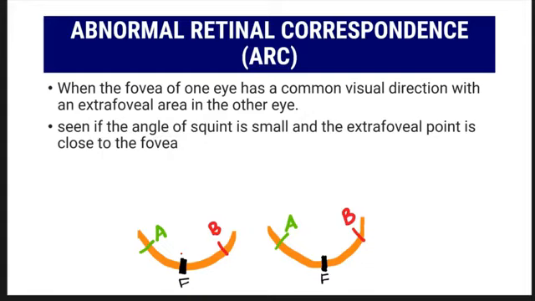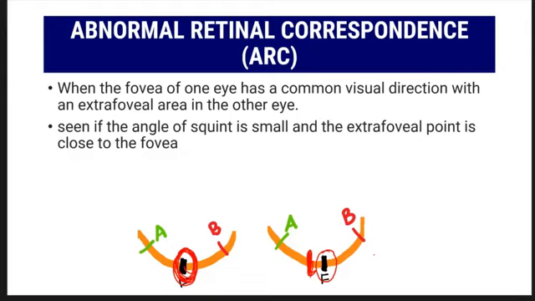So in normal condition, what will happen? The fovea is going to correspond with the fovea of the other eye. But what happens in certain conditions, especially in microtropias or squints or in microsquints, is that this fovea is going to start to find a common subjective visual direction with another point which is located adjacent to the fovea, and that point is extrafoveal because obviously it's not foveal.